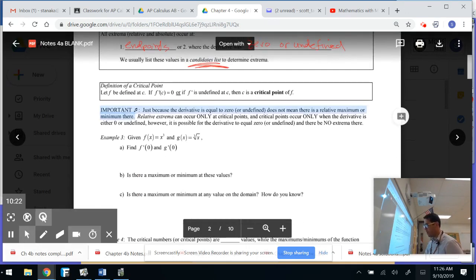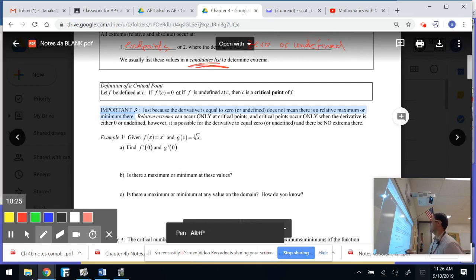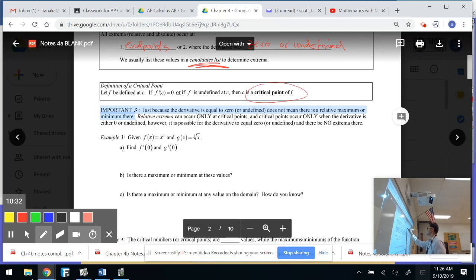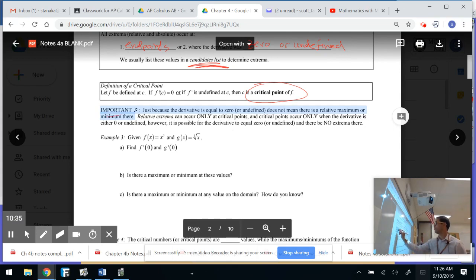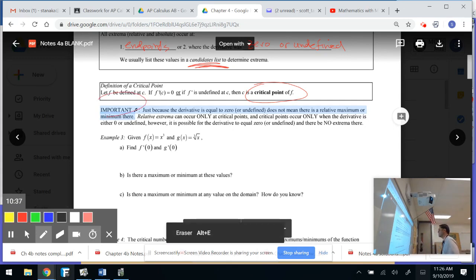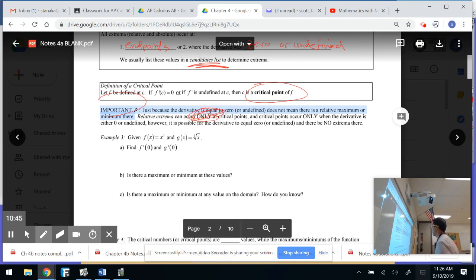We've already used that term quite a bit here in AP Calculus, but let f be defined at c. If f prime of c equals 0, or if f prime is undefined at c, then c is considered a critical point. It's very important. Just because the derivative is equal to 0 or undefined does not mean there is a relative max or min there. Relative extrema can only occur at critical points, and critical points occur only when the derivative is either 0 or undefined. However, it is possible for the derivative to equal 0 and there be no extrema there.